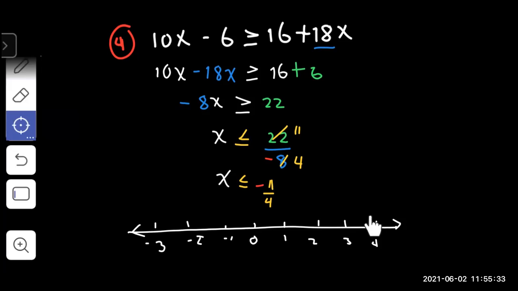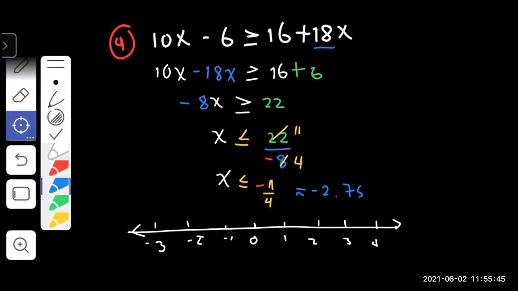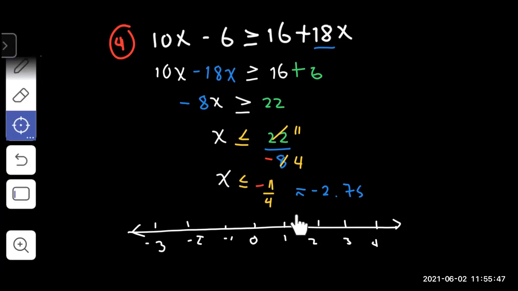Catherine, this is what we got. Take a look, this point is negative 2.75. Take a look that I did it one by one, Catherine, because this number is just negative 2, okay? One by one. Negative 2.75, this is negative 1.